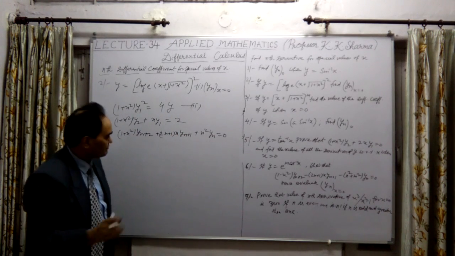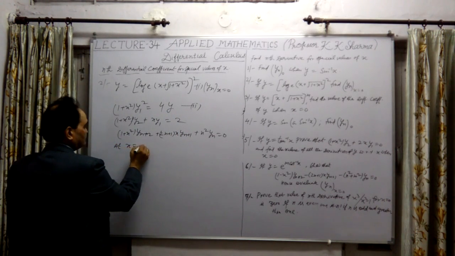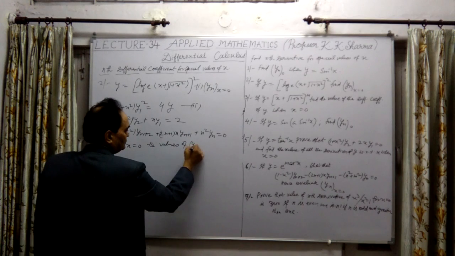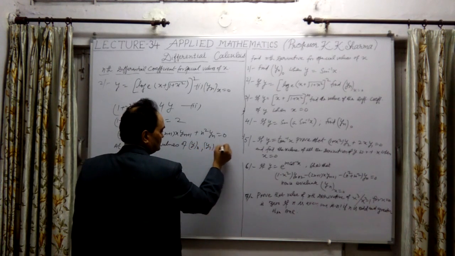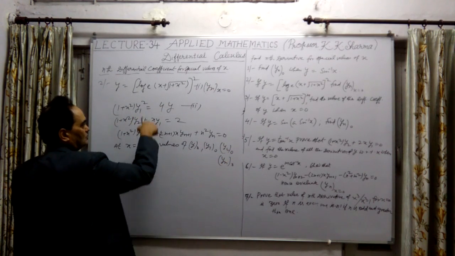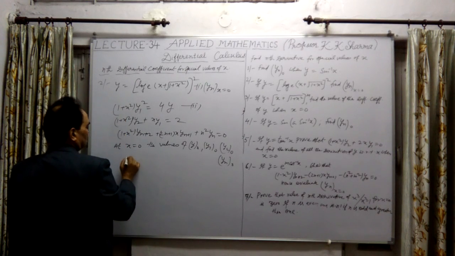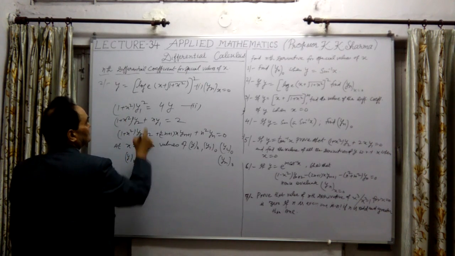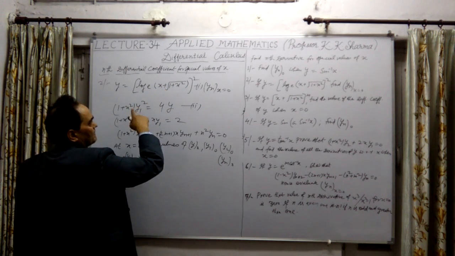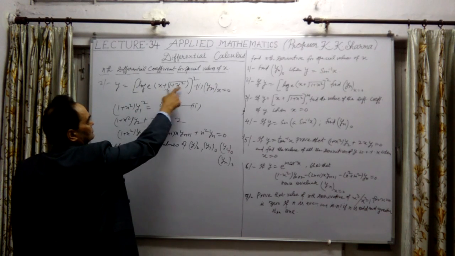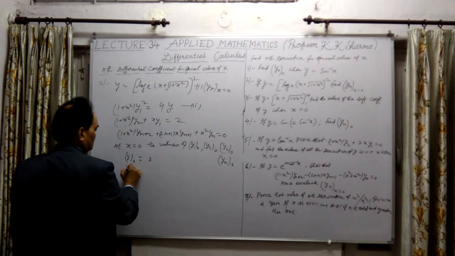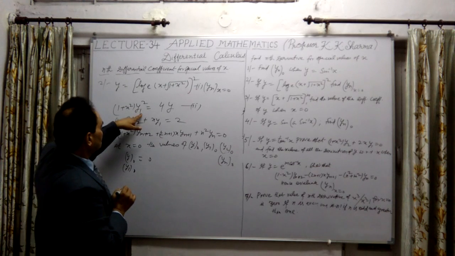Let me take x equal to 0. So at x equal to 0, the values of y0, y10, y20, and yn0, all these values we have to find out from these equations. Let me start with y0, which is not mostly used. y0 is 1 times log 1, and log 1 is 0, so y0 is 0. Now y1 at x equal to 0 we can obtain from here.